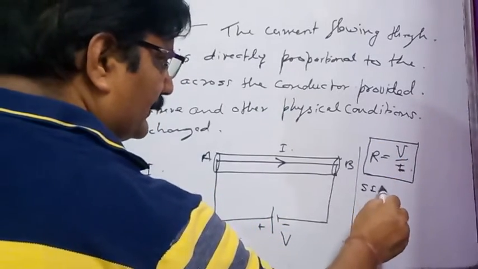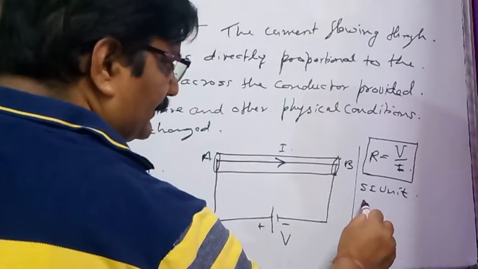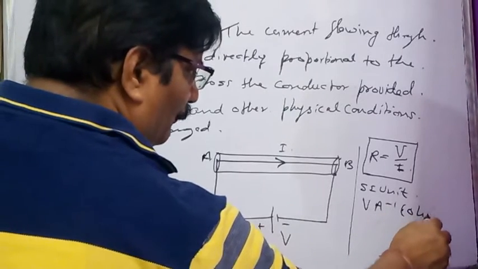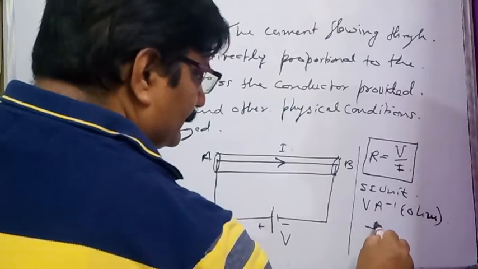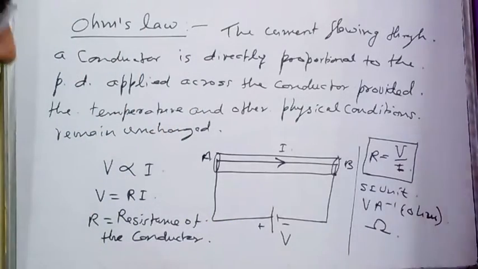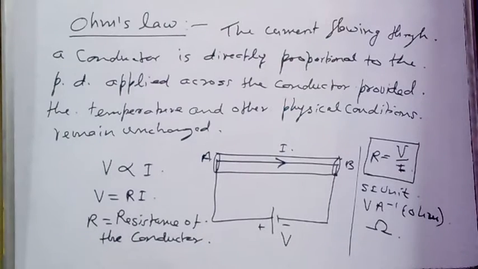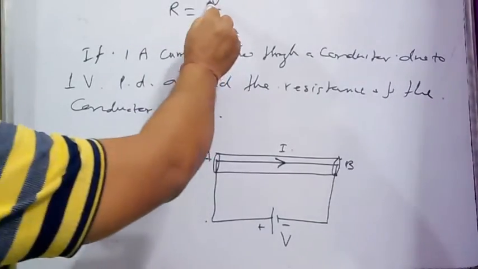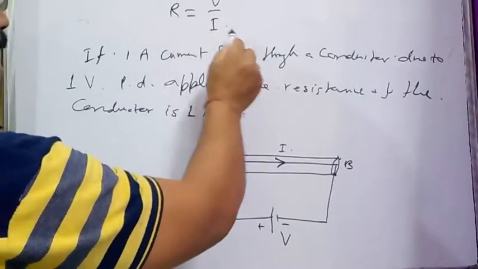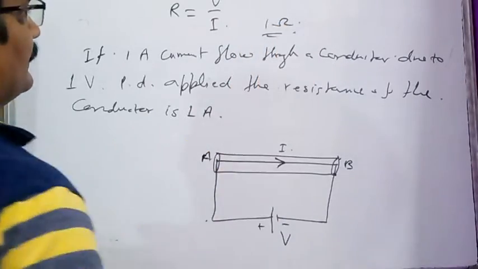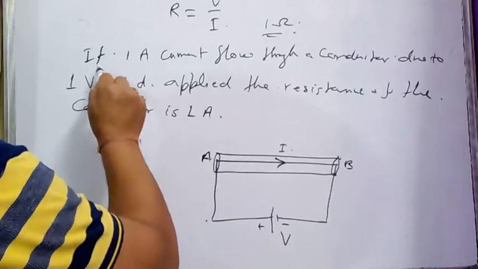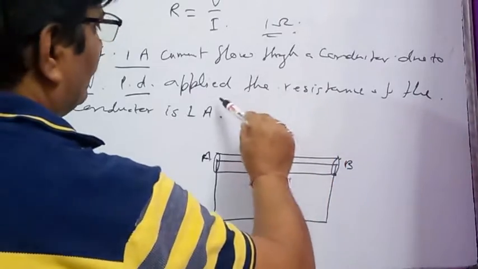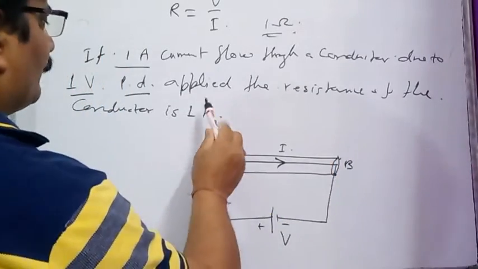So what can be the SI unit of the resistance? The SI unit of the resistance is volt ampere inverse, and this is called ohm, written as omega. Students, if the resistance of the conductor R is equal to the ratio of potential difference V to I, then how can we define 1 ohm resistance? If 1 ampere current flows through a conductor due to 1 volt potential difference applied, the resistance of the conductor is 1 ohm.